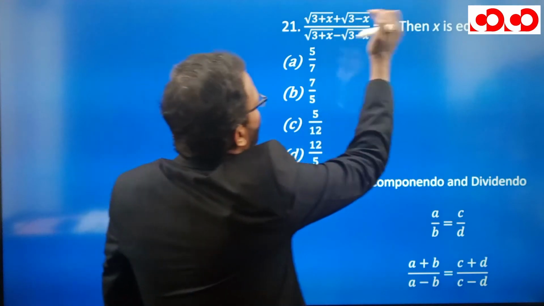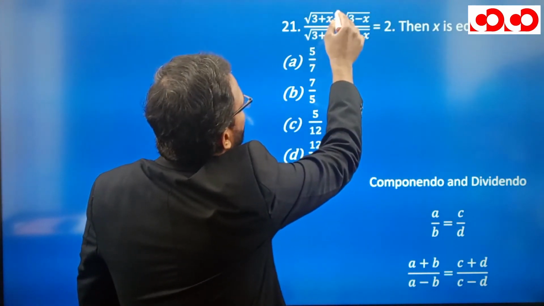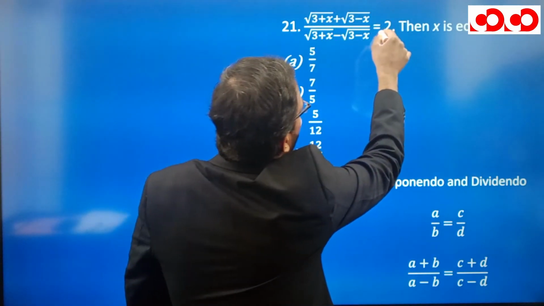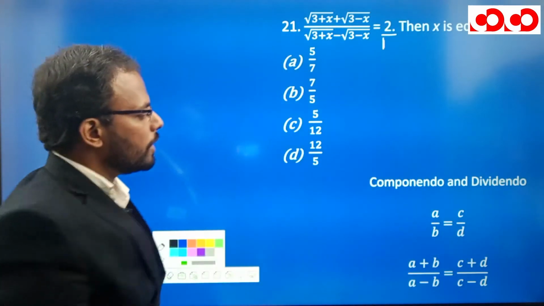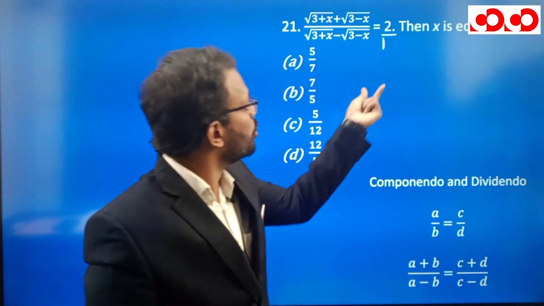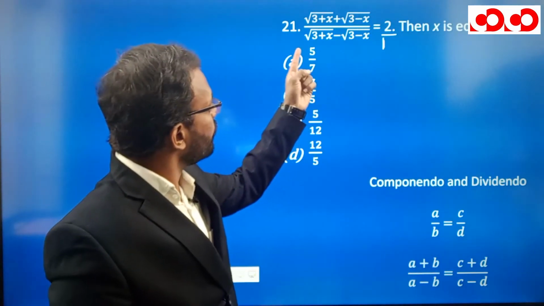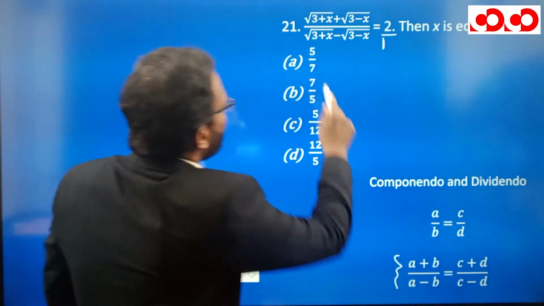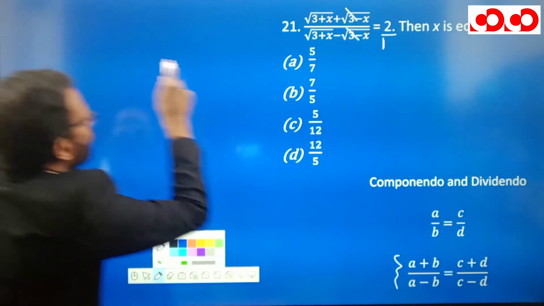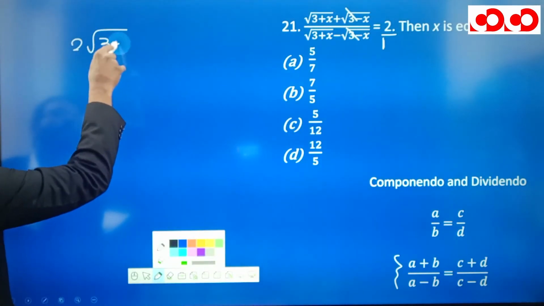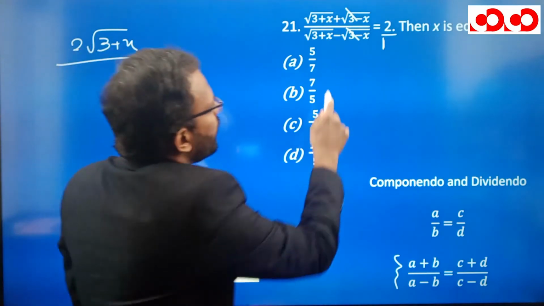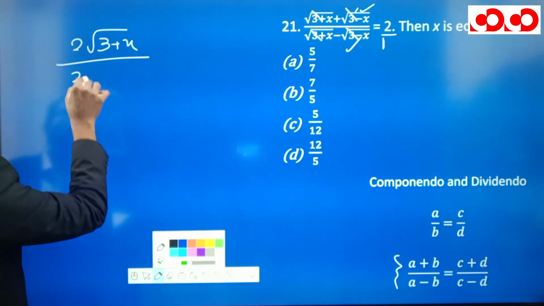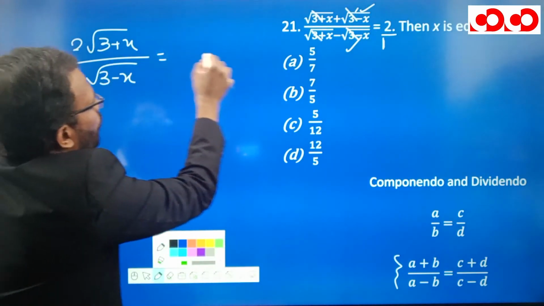Now if we try and apply componendo dividendo here, root over 3 plus x plus root over 3 minus x, whole divided by root over 3 plus x minus root over 3 minus x, is equal to 2 by 1. If there is nothing over there, we can write C by D as 2 by 1. So my A is here, the left hand side numerator, B is here, the left hand side denominator. So I can put A plus B and A minus B. When I put A plus B, these two will get cancelled. What I'll get is 2 under root 3 plus x, componendo, and when I put dividendo, these two will get cancelled and these two will get added on the right side. So I'll get 2 under root 3 minus x, and over here it is 2 by 1.